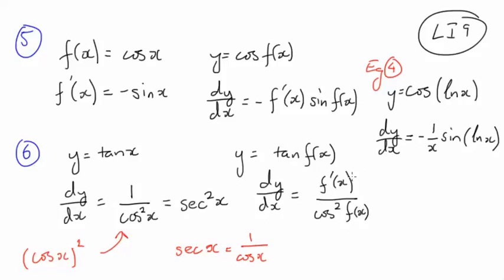And you can see it's the same sort of rule. The derivative kind of pops out the front. Another way to write that will be f dash of x sec squared f of x. Okay, I don't have room here for an example, so I'll do an example of that. Example 5.